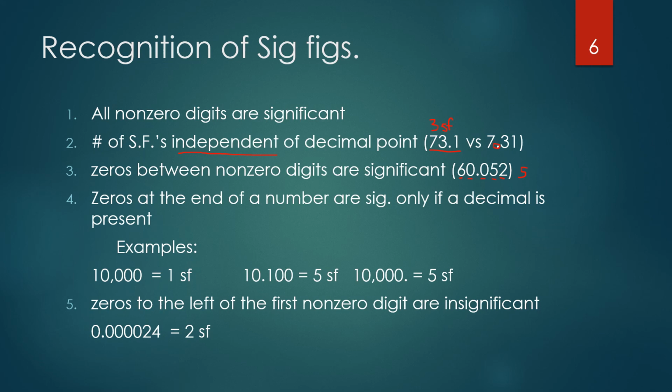Now let's look at number 4. Number 4 is telling us that zeros at the end of a number are significant only if a decimal is present. So let's look at the examples to clarify this rule.